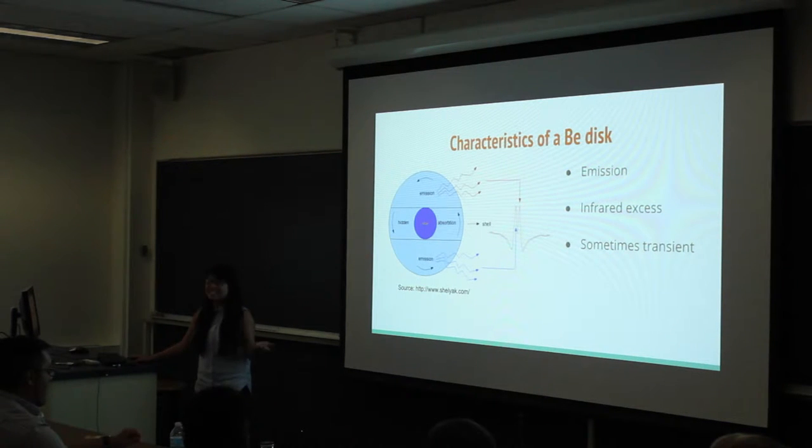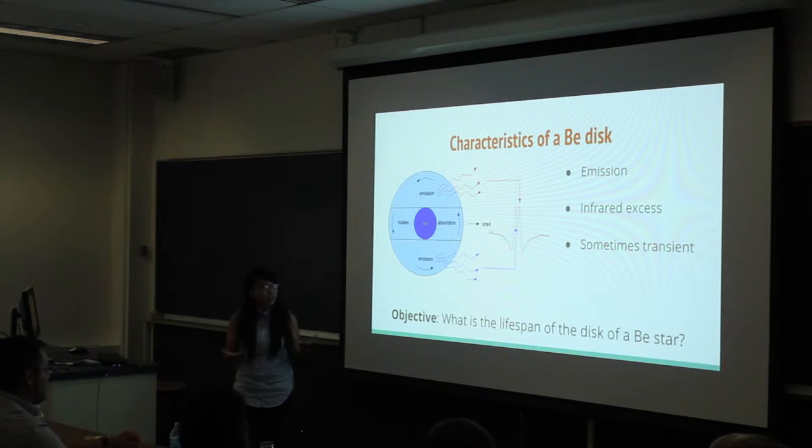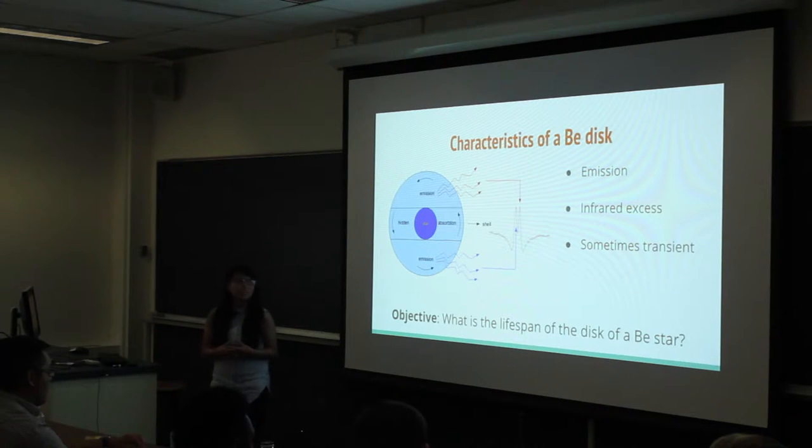And so because of these disks, the objective of this project is to find the lifespan of the disk of a BE star. How long does it take for the disk to grow, and how long does it take for the disk to dissipate?